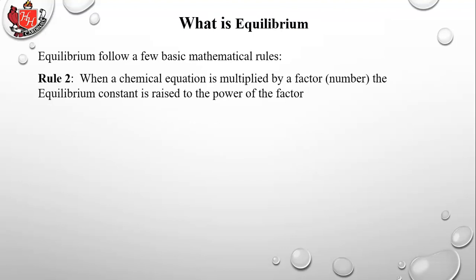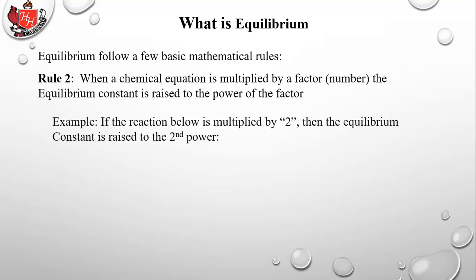Okay, rule 2, when a chemical equation is multiplied by a factor, a number, the equilibrium constant is raised to the power of the factor. So for example, if the reaction below is multiplied by 2, then the equilibrium constant is raised to the second power. So if we go ahead and multiply that reaction, 2A plus 2B produces 2C, then you take that original equilibrium constant of 3 and you raise it to the second power. And that means the equilibrium constant would be 9.